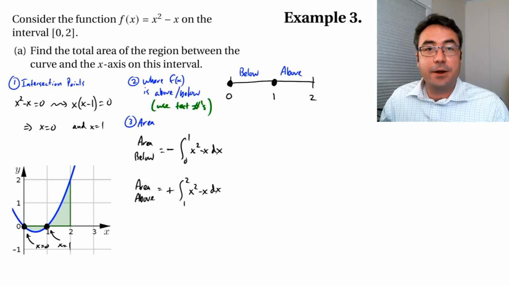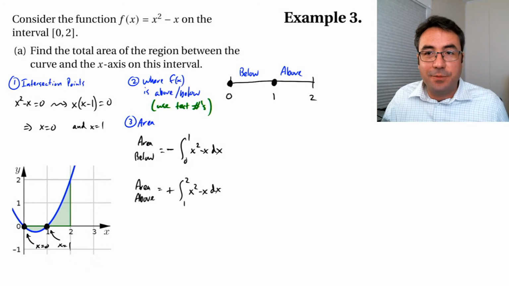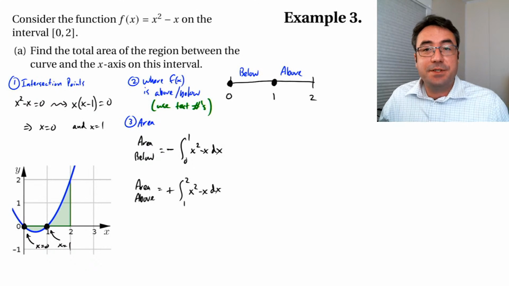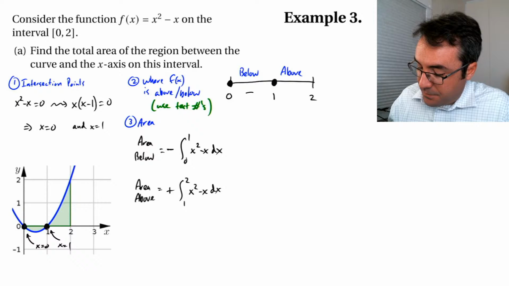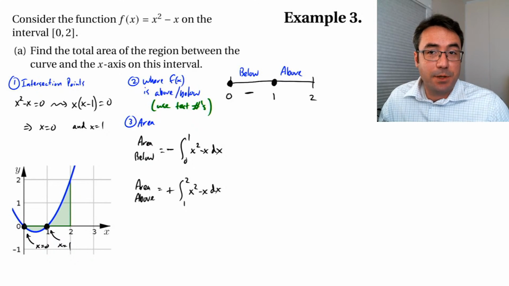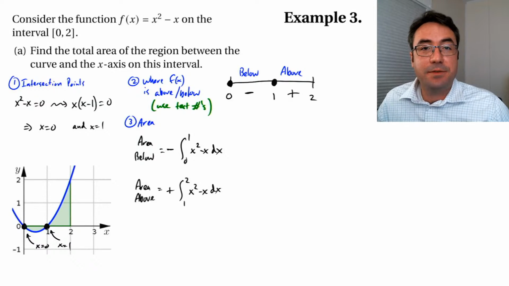So if we're looking at a region that sits above, you can just think of it as just your integral, maybe put a plus sign in front. If it's the region that sits below, well, then we have to introduce a negative in front of the integral. And that's because our function becomes negative when it goes below the x-axis, and it's positive when it sits above the x-axis.